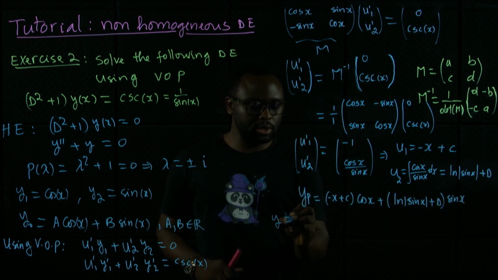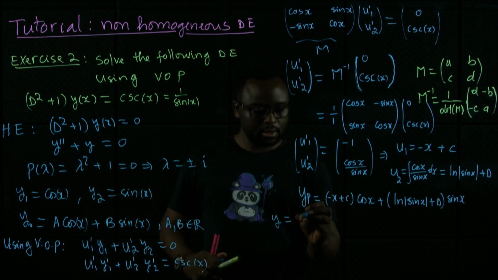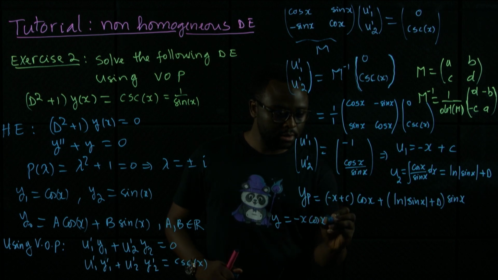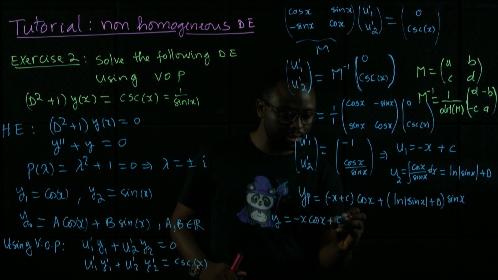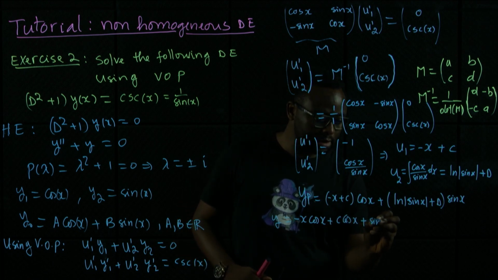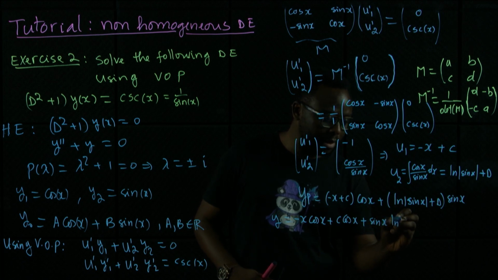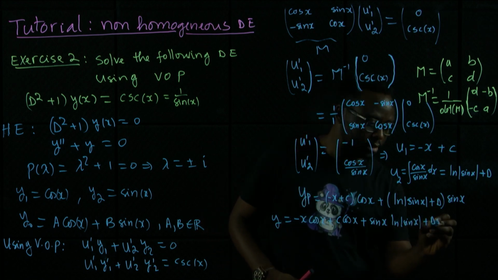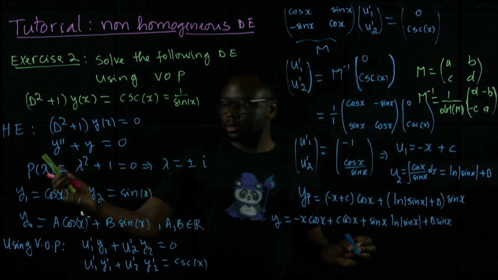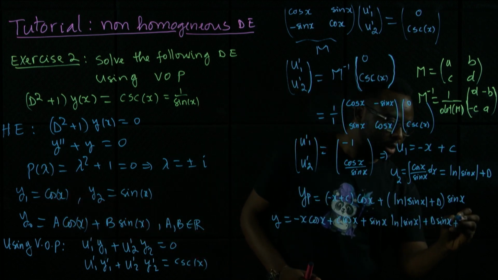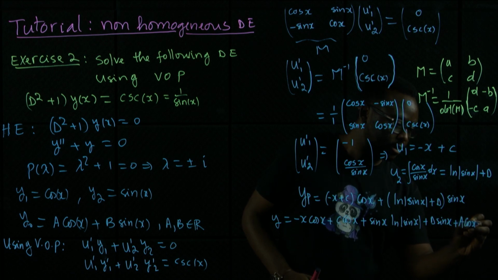For the total solution, it is the sum of these two. If I expand this, this is minus x cos x plus c cos x plus sin x times the logarithm of sin x plus d sin x, plus a cos x plus b sin x.